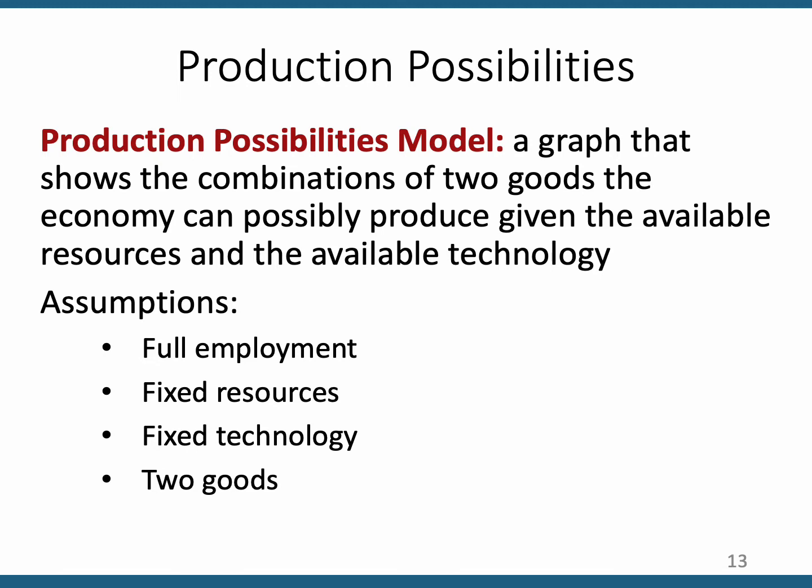The production possibilities model is a model of an economy, such as the US economy, but a really simplified version of it. And we're going to make simplifying assumptions. Here are the assumptions we're making. First of all, full employment. We're going to assume that there is no unemployment, everybody is working.